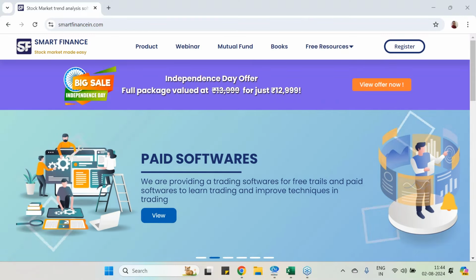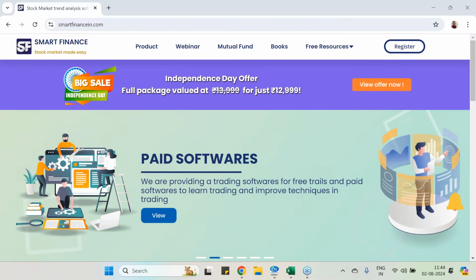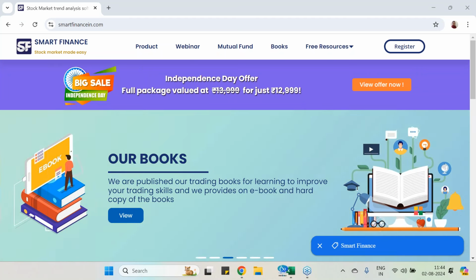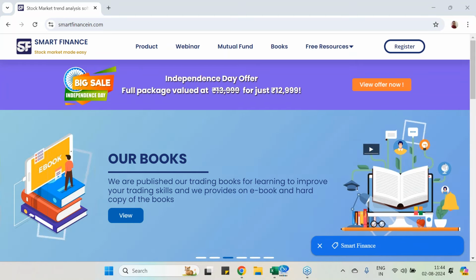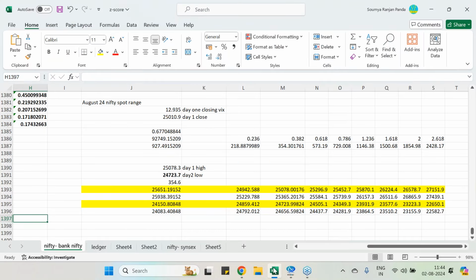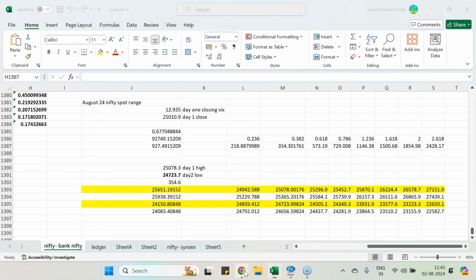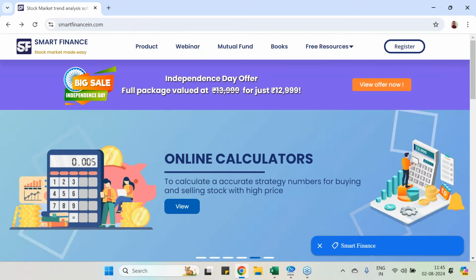Good morning to all of you. In this presentation I'll be taking you through how you can utilize our VIX based monthly depth calculation for your trade benefit. This is one of the fantastic calculations, and before I go to the calculation, let me introduce myself.